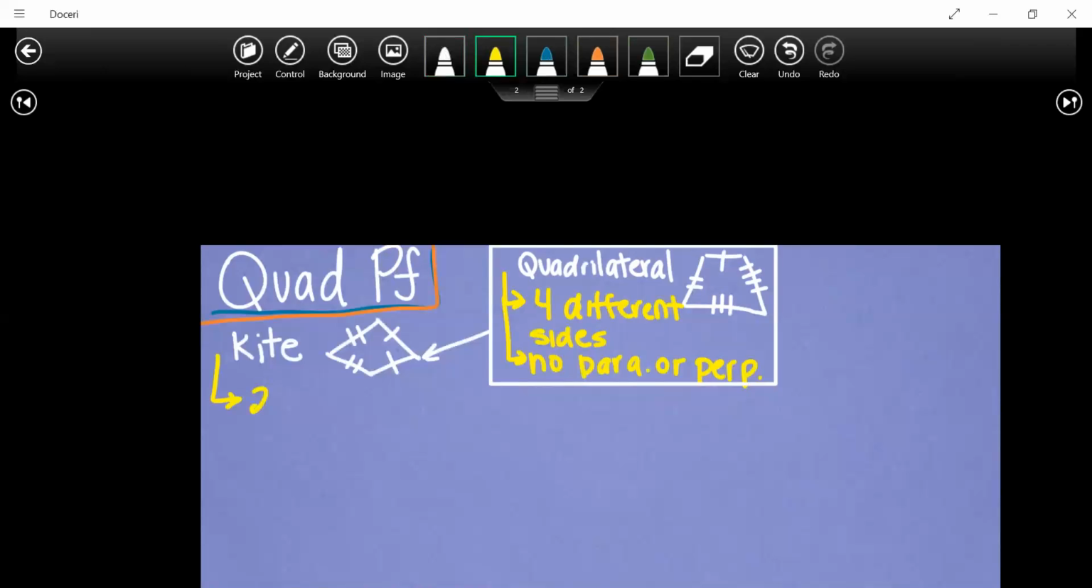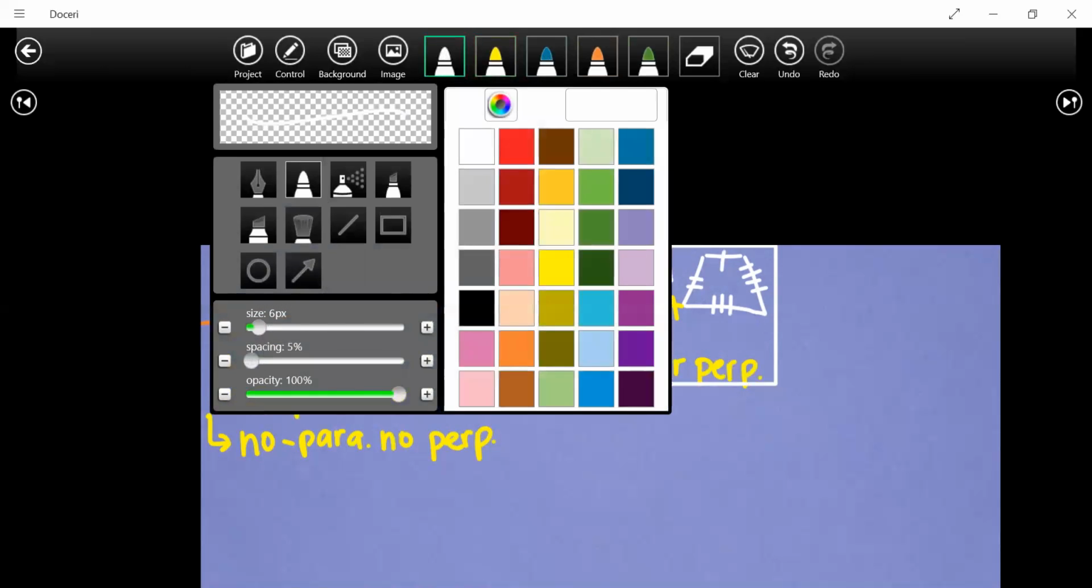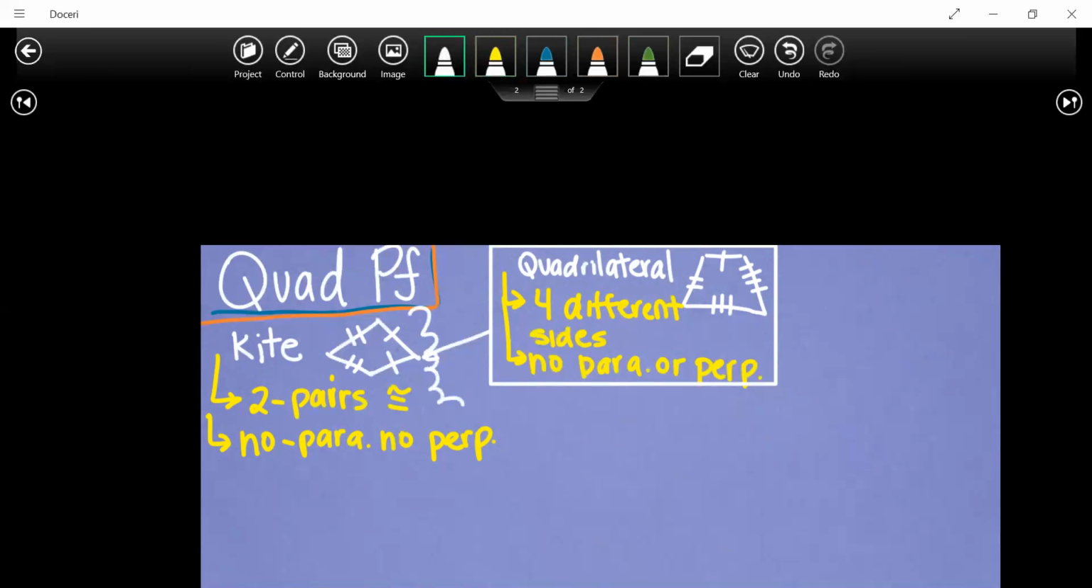We have two pairs congruent, no parallel, and no perpendicular. So we're going to have two pairs that are congruent, no parallel sides, no perpendiculars. But we can still have two congruent parts of them. It doesn't mean that they're not anything special. Okay, here's our next one. I'll box it up. So we have a kite out of that one.